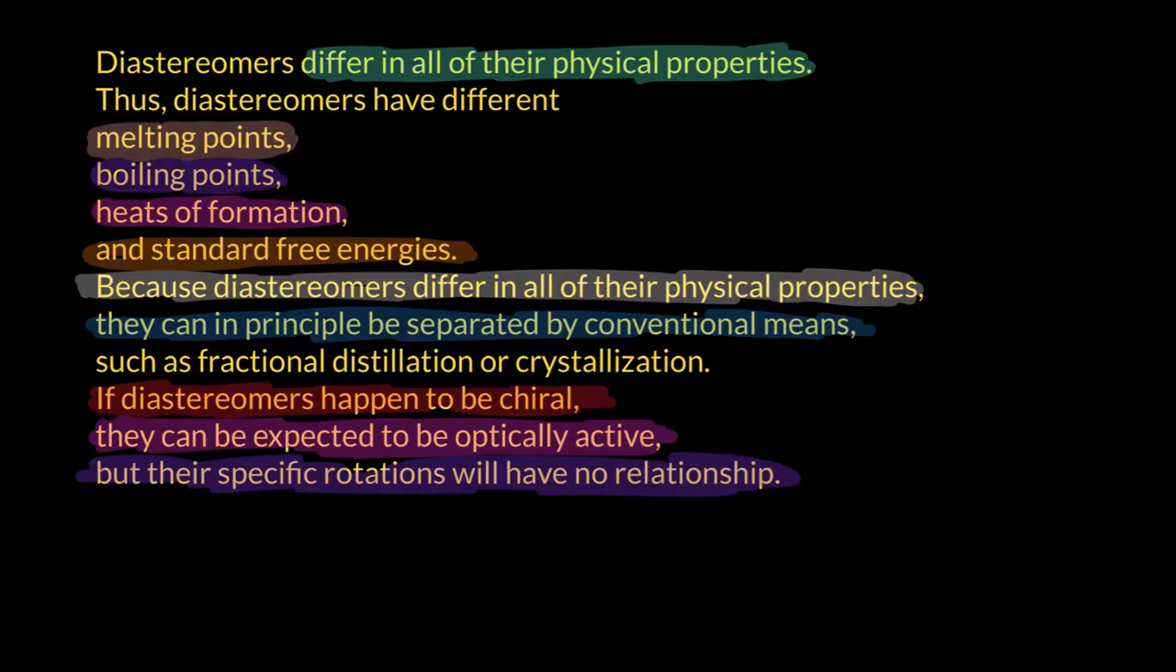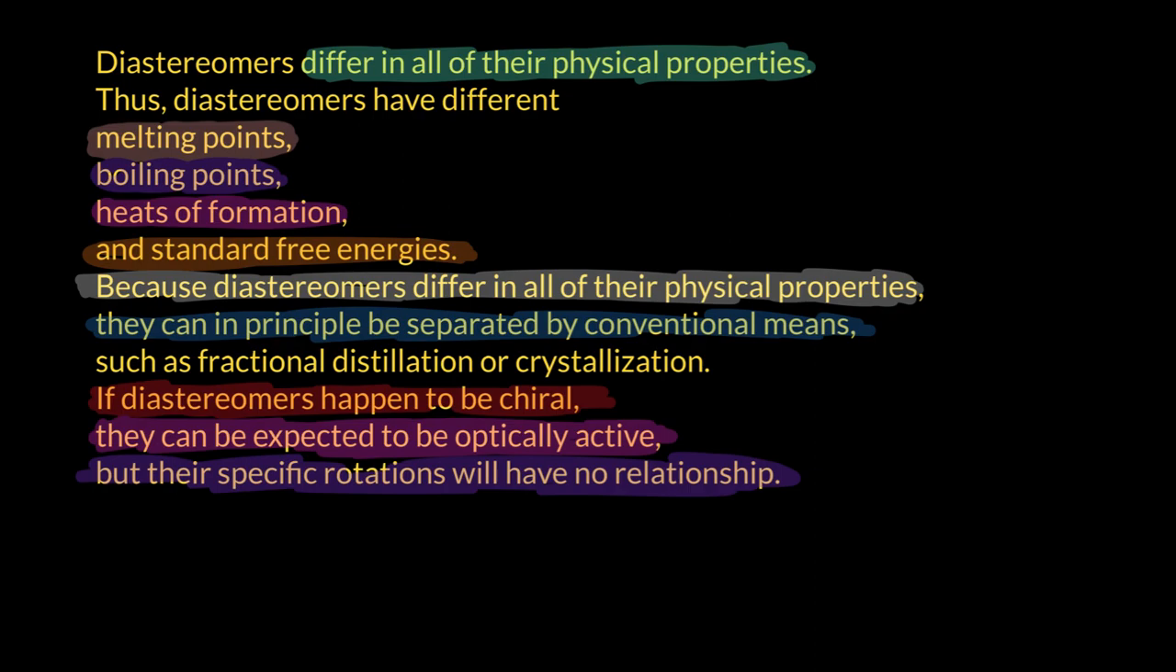Now, properties. What are the properties of diastereomers? Diastereomers differ in all their physical properties. Thus, diastereomers have different melting point, boiling point, heat of formation, and standard free energies. Because diastereomers differ in all of their physical properties, they can in principle be separated by conventional means such as fractional distillation or crystallization. If diastereomers happen to be chiral, they can be expected to be optically active, but their specific rotation will have no relationship.